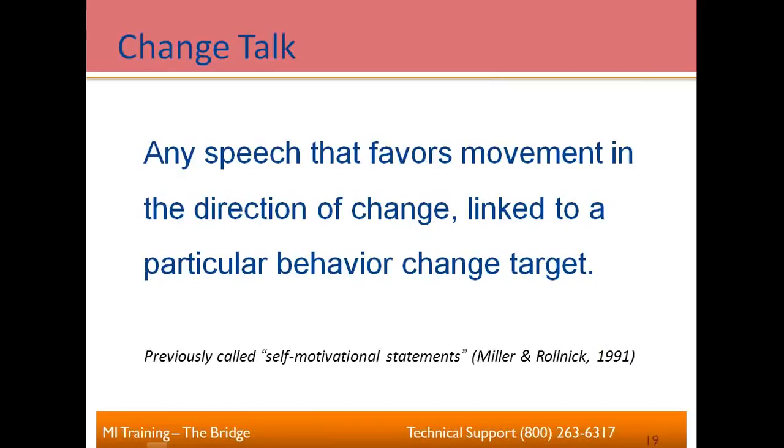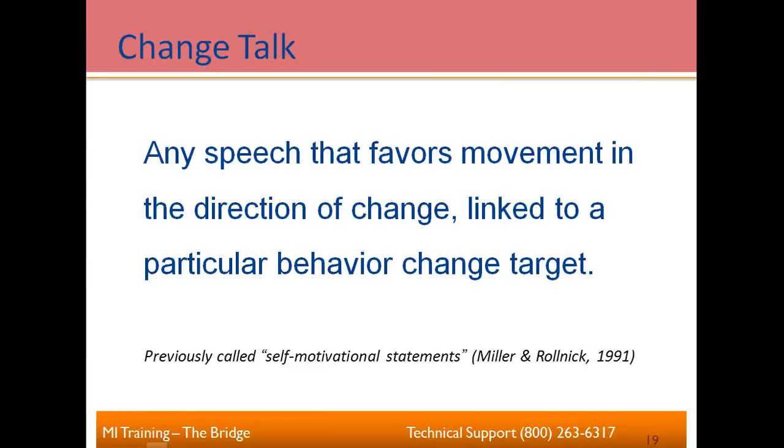I'm going to give you an example. I wake up in the morning and I find I'm hacking and coughing for the first 15 minutes until I light up that first cigarette. That would be an example of change talk. Now, if a client said that to me, I would use a tool of reflection. And I would say, when you wake up in the morning, you cough and hack for the first 15 minutes before you smoke your cigarette.